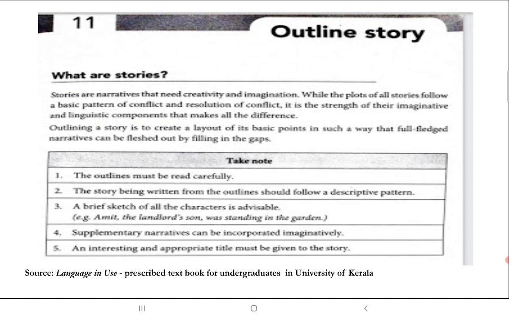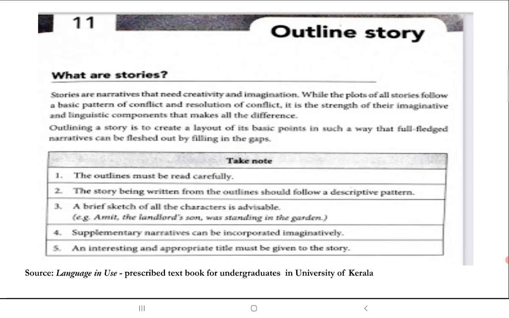For example, Amit, the landlord's son, was standing in the garden. Simply telling that Amit is standing in the garden, and there is a difference in describing or giving information about who this Amit is. Amit, the landlord's son, was standing in the garden. That makes the theme more interesting.